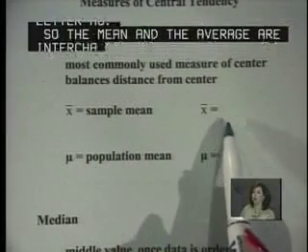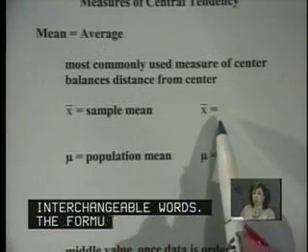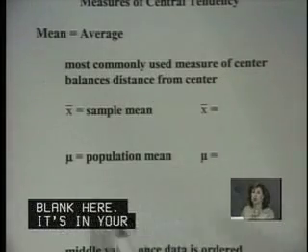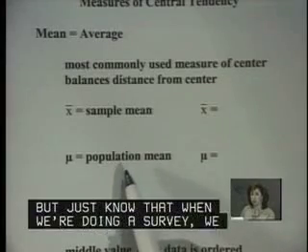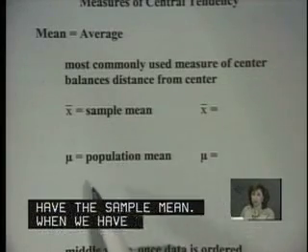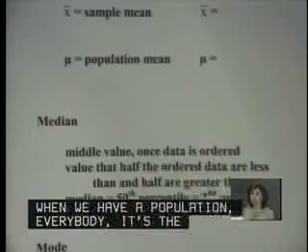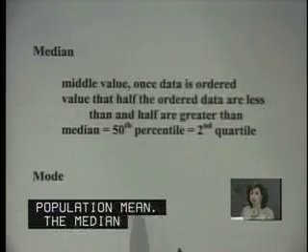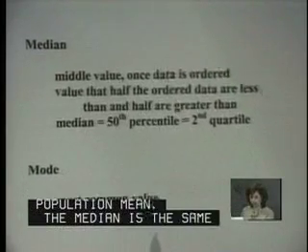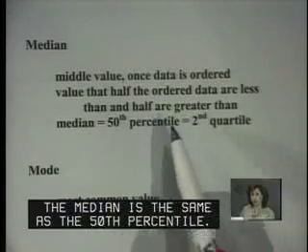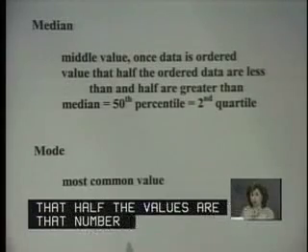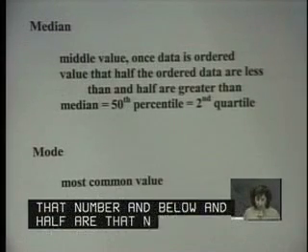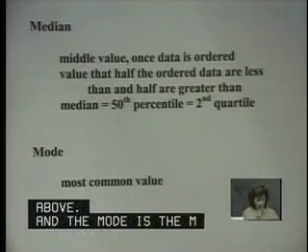The formula, I left it blank here. It's in your textbook, and you can get it through here. But just know that when we're doing a survey, we have the sample mean. When we have a population, everybody, it's the population mean. The median is the same as the 50th percentile. That means the value such that half the values are that number and below, and half are that number and above. And the mode is the most common value.